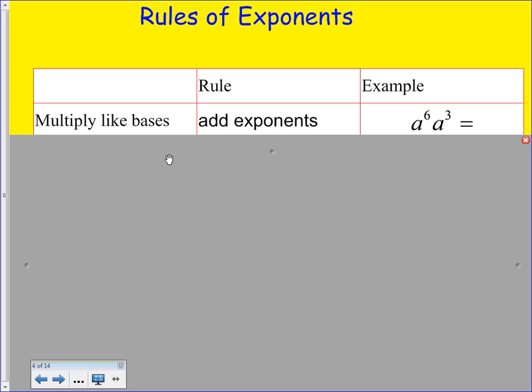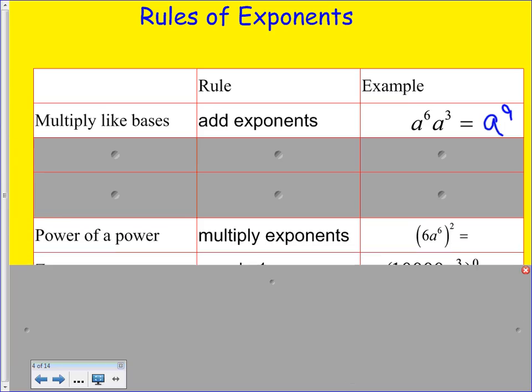So the first rule we're going to talk about is multiplying like bases. Now, like bases are things like A and A, X and X, Z and Z, something like that. Same letter means the same base. So when you have two letters that are the same and you are multiplying them together, then you're going to add the exponents. Take a look at the example. We have a to the 6, a to the 3. So that's going to equal a to the 9th. All I did was add 6 plus 3. So we are adding exponents.